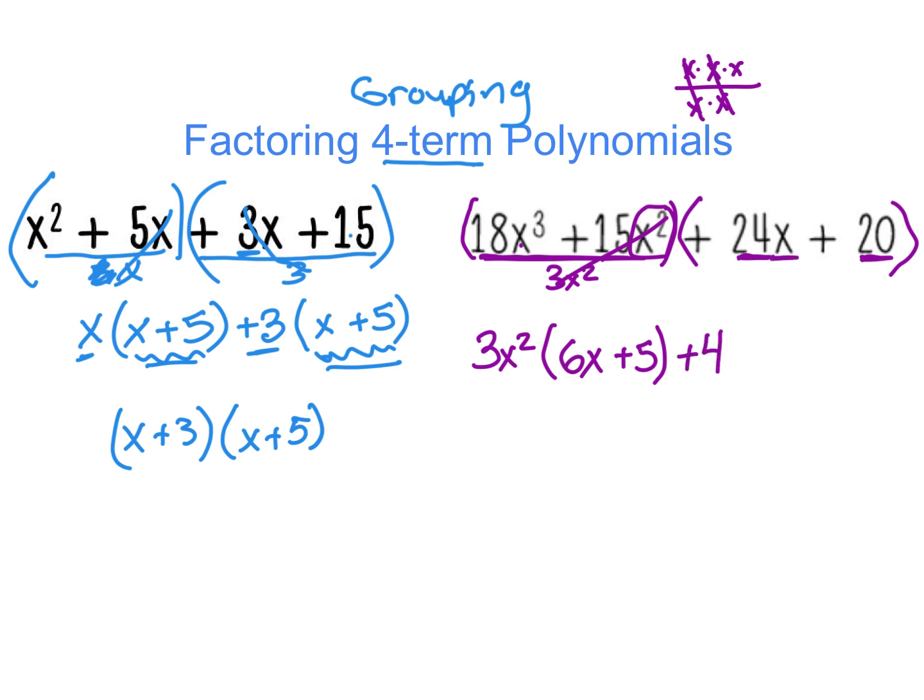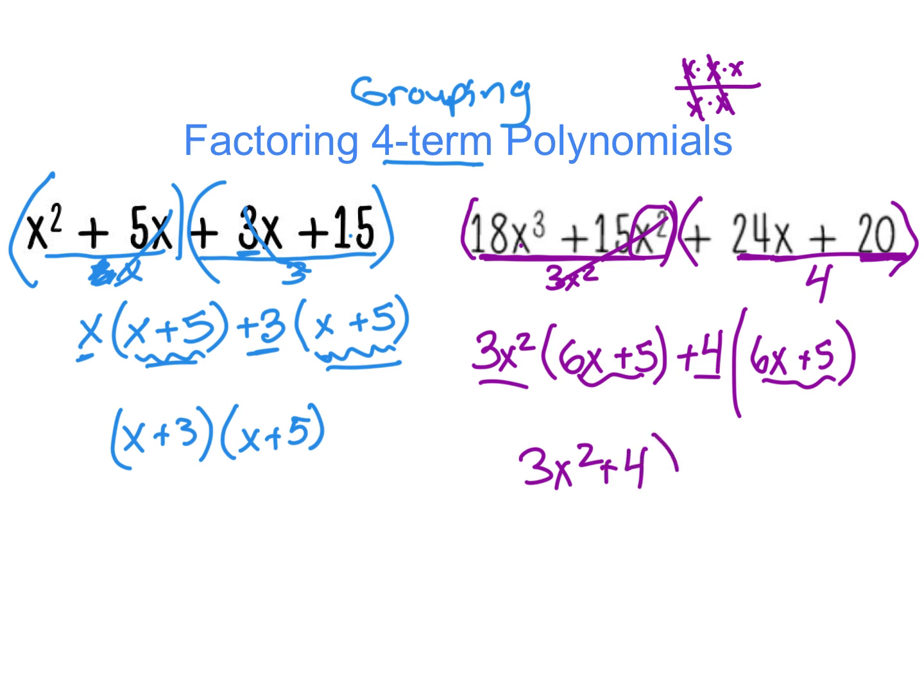And looking at the variable, there's an x here, but there's no x value there. So the smallest value of x is not having one, so we're not going to pull out an x. So we're going to divide both of these by 4. 24 divided by 4 is 6x, and 20 divided by 4 is 5. Now we got exactly what we wanted. We wanted matching terms inside of here, so I'm going to take the front stuff, 3x squared plus 4. That's my first factor, and my second factor is 6x plus 5.